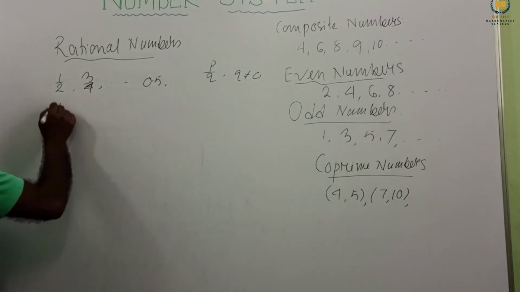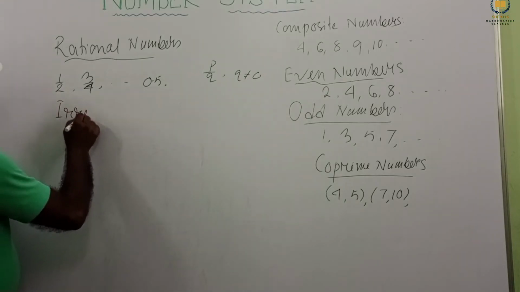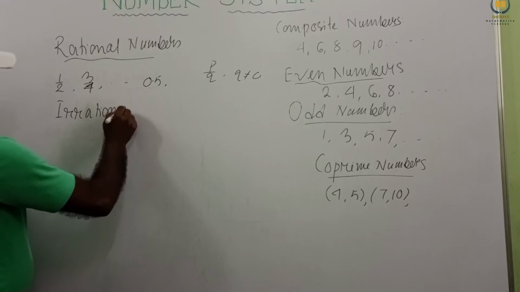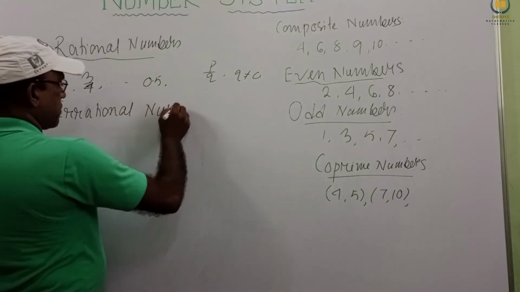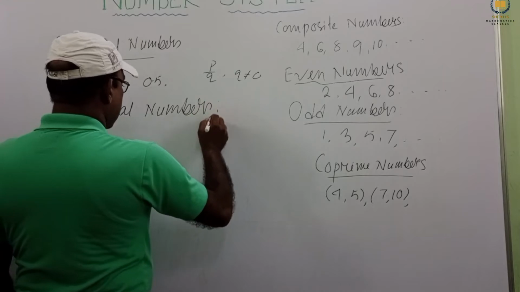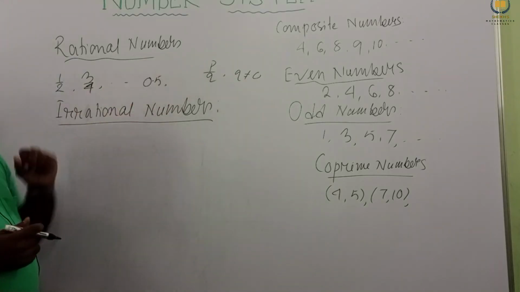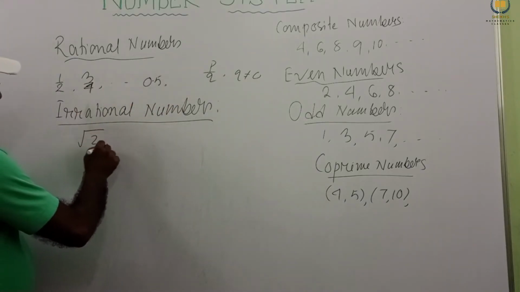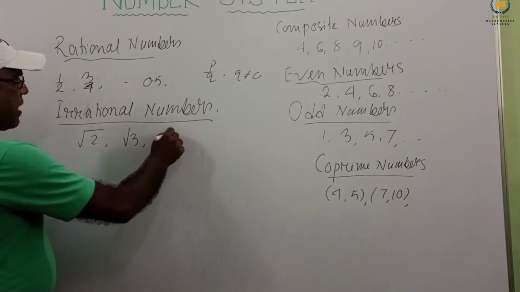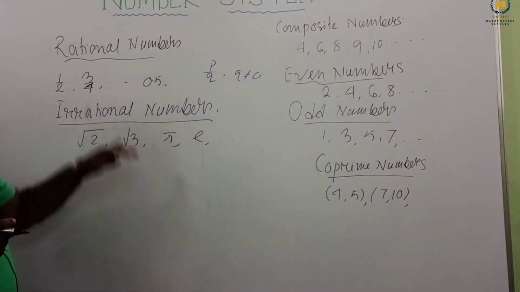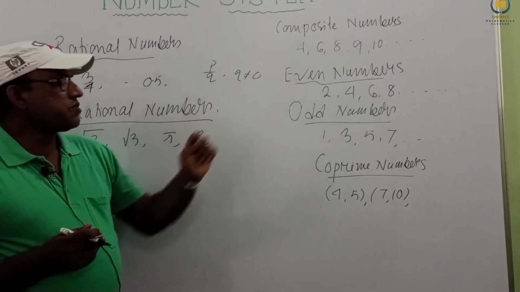Next we consider irrational numbers. Irrational numbers are the numbers which cannot be expressed in p by q form. That means root 2, root 3, pi, e, these are irrational numbers. So rational and irrational numbers all belong to real numbers.